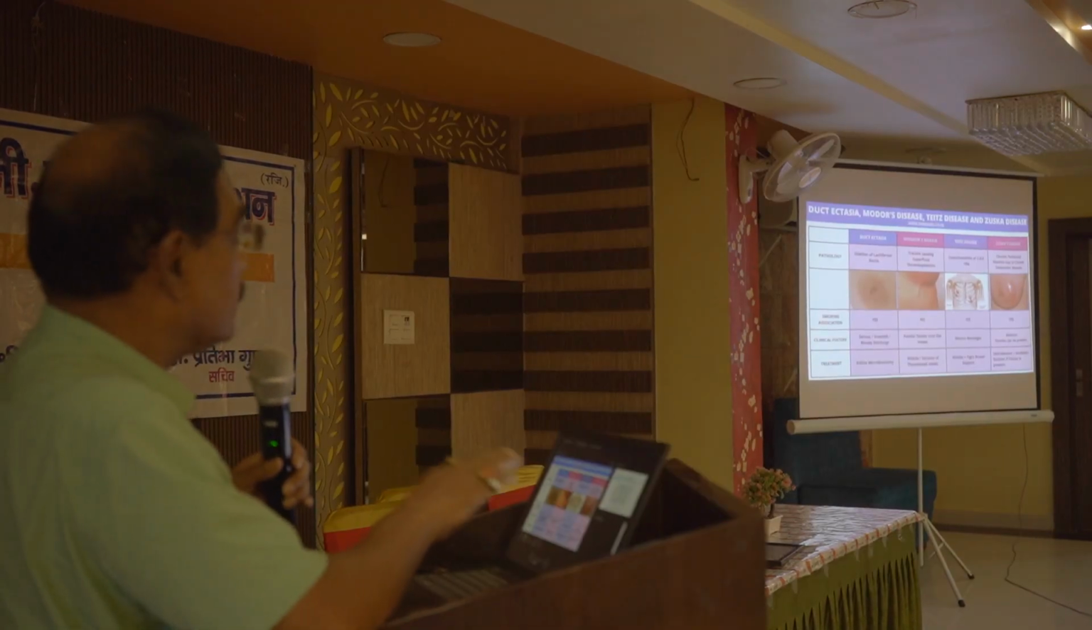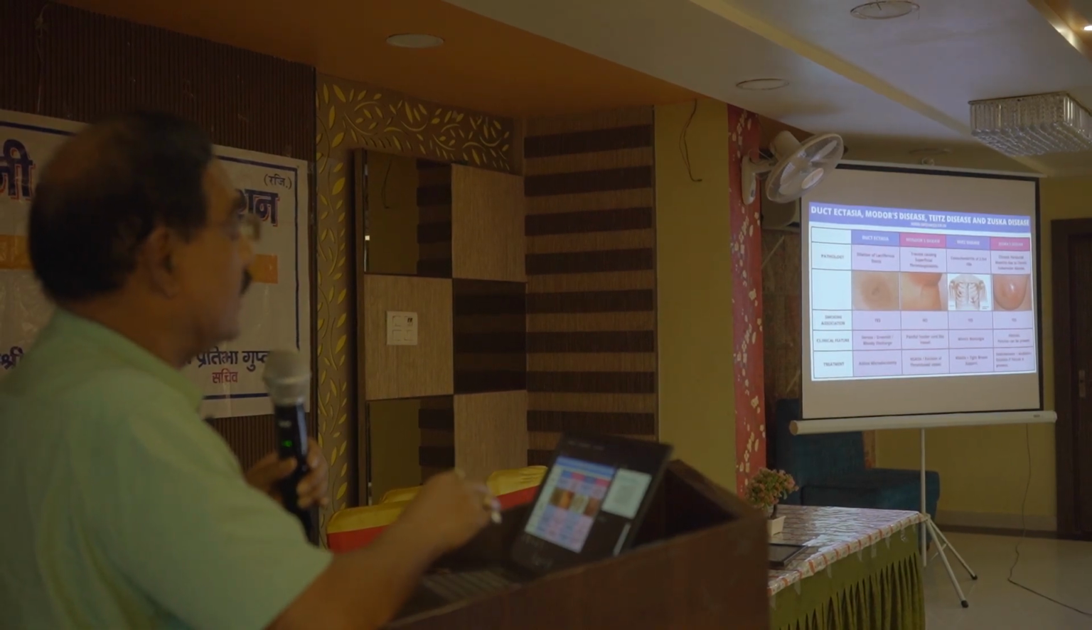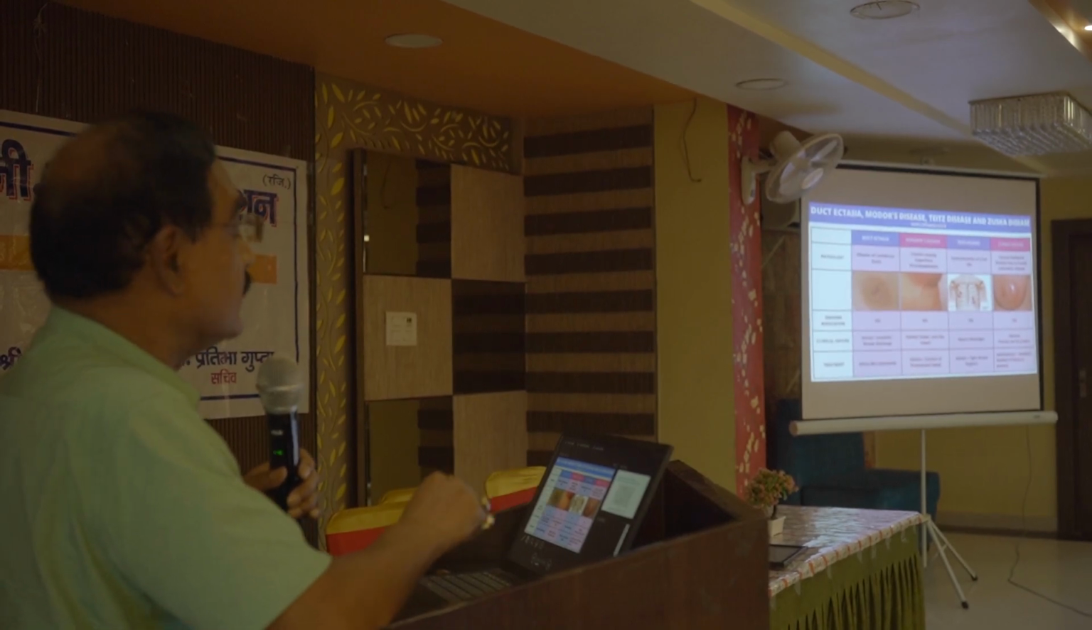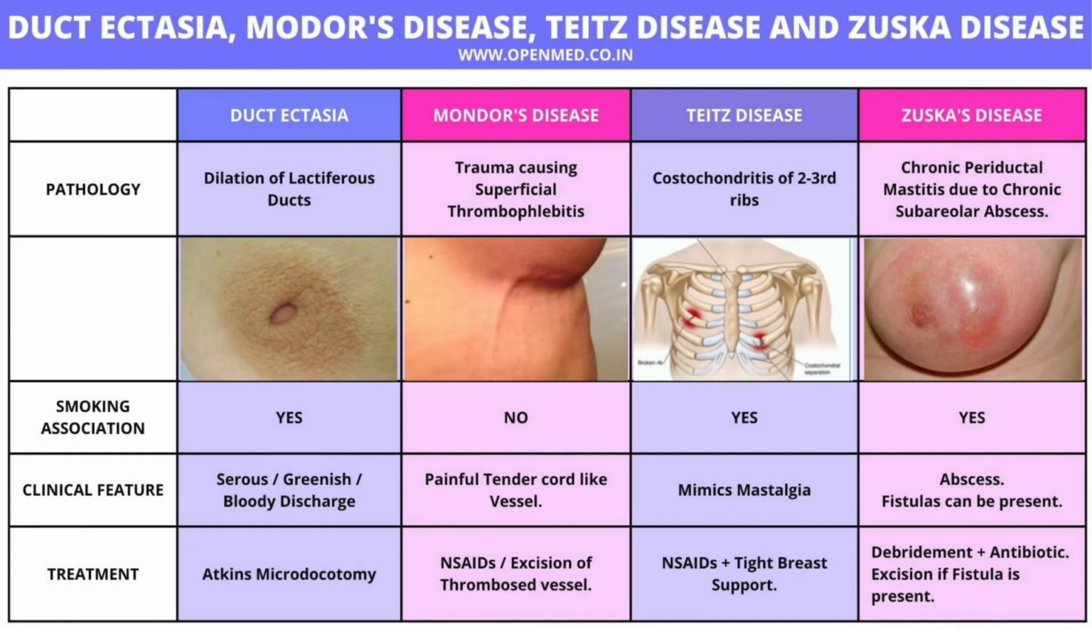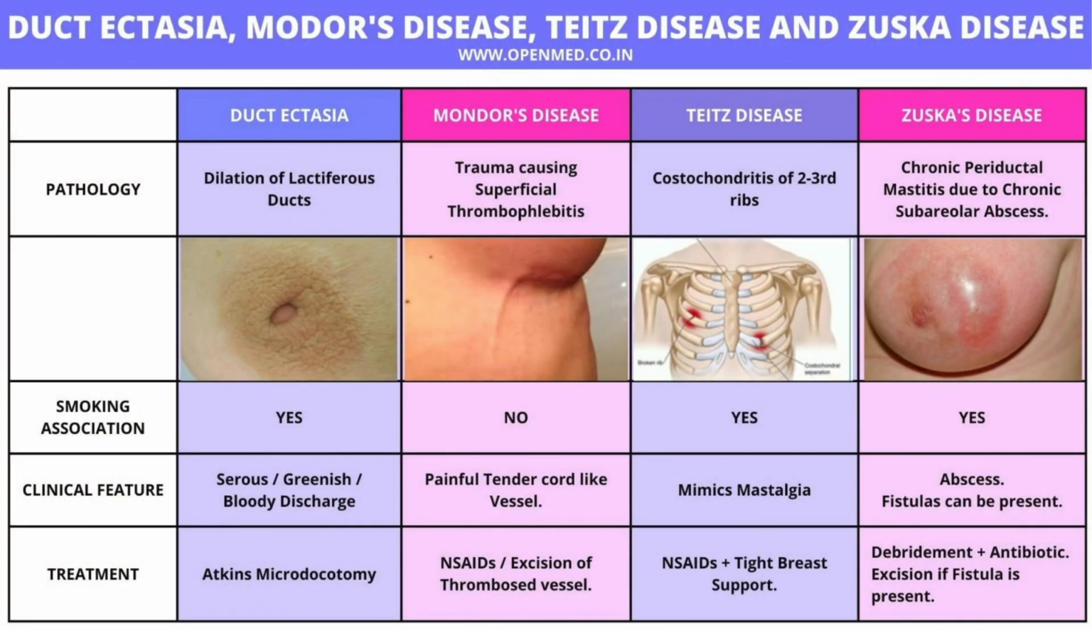I have made a small chart of the very common benign diseases of the breast: duct ectasia, Mondor's disease, Tietze disease, and Zuska disease. Duct ectasia is the dilatation of the lactiferous ducts. You can see in the diagram how it looks. It is found more in the smoker group of the population. The clinical feature is serous, greenish or bloody discharge. Treatment is microdochectomy.